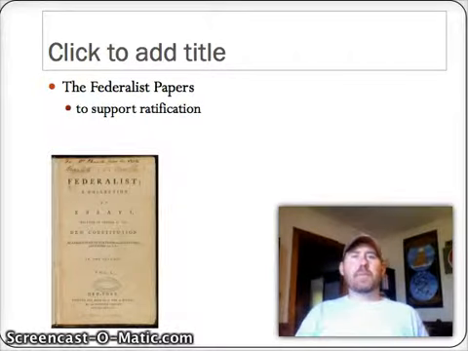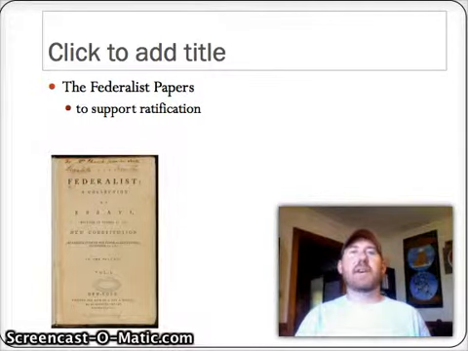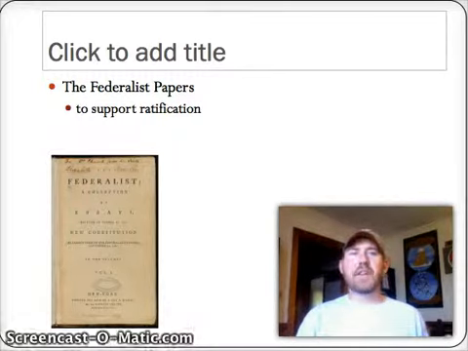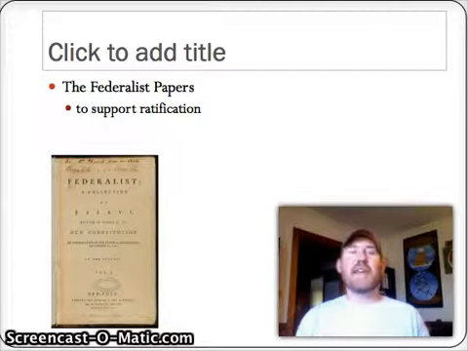So now that we've written the Constitution, we've got to get it ratified or approved by the states. And as that ratification process goes along, you see two different camps of people come up: those in favor of the components of the Constitution as is, and those that are against it. And these guys are called Federalists and Anti-Federalists.